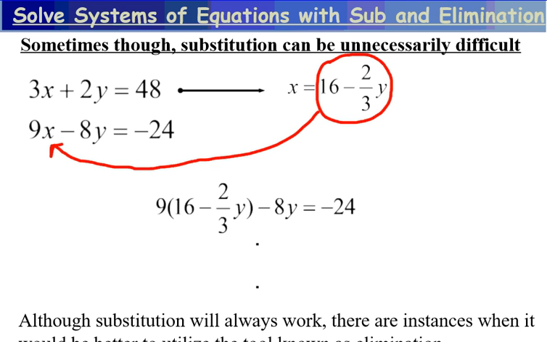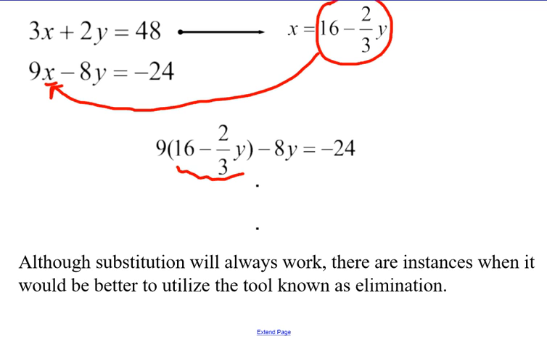Sometimes, though, substitution can be unnecessarily difficult. Like if I had this one right here, you'll see none of the 4 variables, top x, top y, bottom x, bottom y, are very easy to solve for. Like if I solve for the top x, if I subtract 2y and then divide everything by 3, and then I take this value and I substitute it in for x in the bottom equation, I did it right here, you'll see nothing's really going to come out nice here. I'm working with fractions. It will work. You just have a lot to keep track of. You'll have to use decimals or fractions and keep track of them.